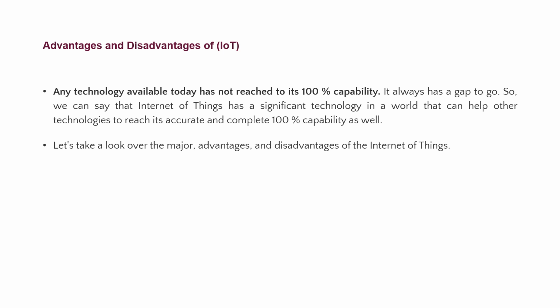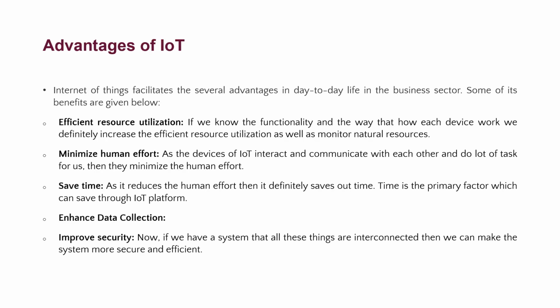Advantages. Of course, no technology has only good things. There is always a gap. Now this is a good technology that can help other technologies reach their accurate and complete 100% capability as well. So the advantages are efficient resource utilization. All the resources are properly utilized by the IoT infrastructure. It minimizes human effort, as in the example of that coffee making machine. It saves time, enhances data collection, and security is also there as far as the final IoT product is concerned.